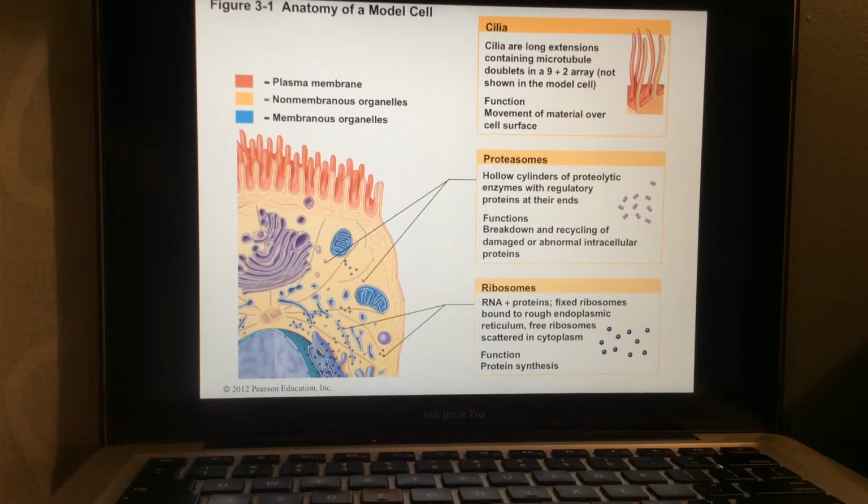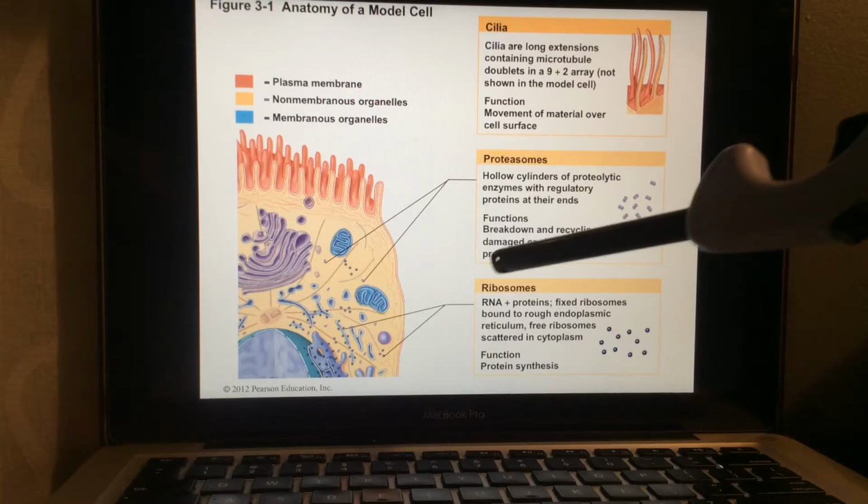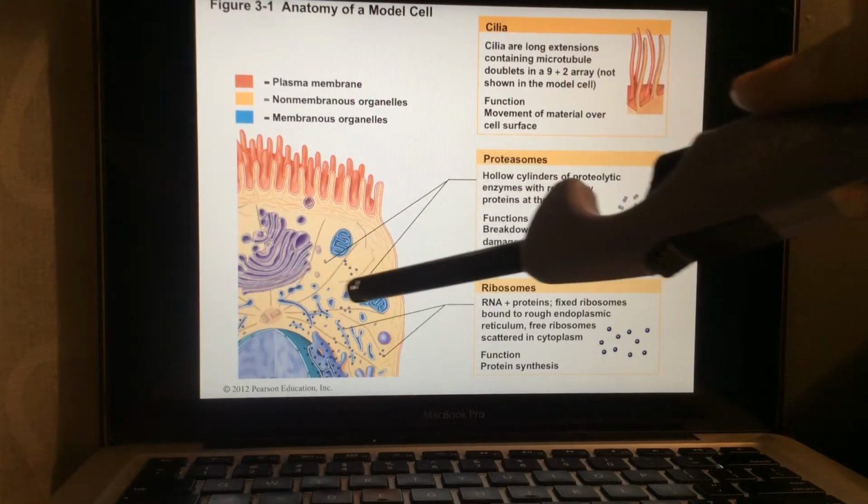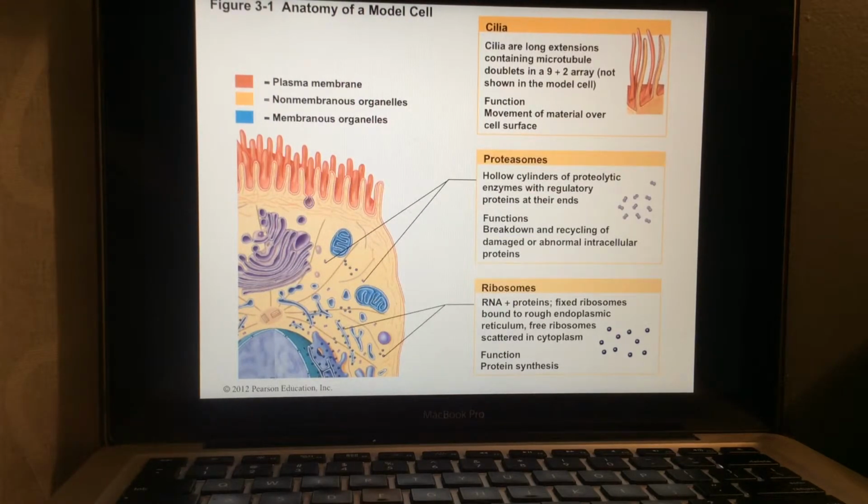Now, cilia are going to be these extensions that we talked about, but the proteasomes are these small cylinders of enzymes, and proteasomes are protein enzymes. So they break down and recycle damaged or abnormal intracellular proteins. They help clean them up.